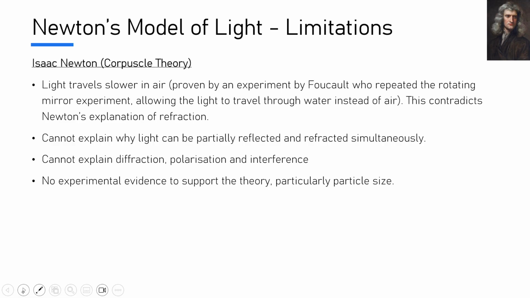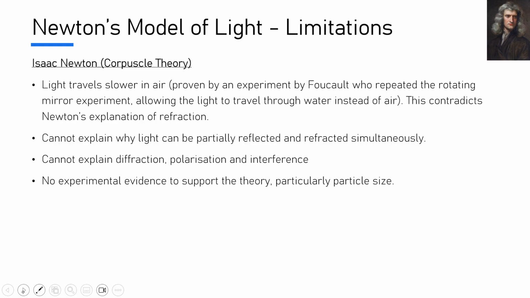But instead of the light traveling through air from the rotating mirror to the stationary mirror, he let it travel through water instead. And he was able to conclude that the light, in fact, did travel slower through water rather than faster. And it was actually this experiment that really tore down Newton's model of light and moved people towards appreciating a little bit more the concepts around the wave model of light.